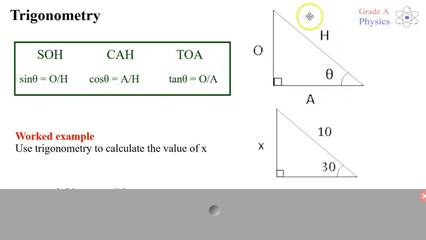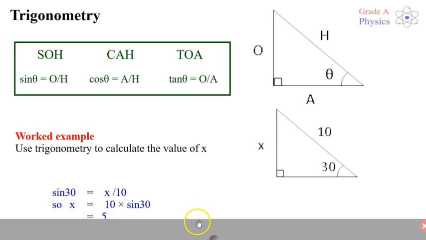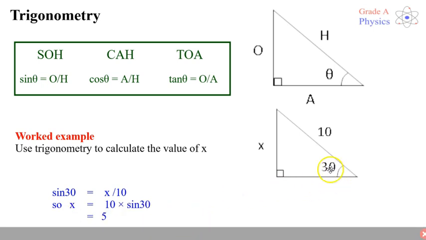We could draw this diagrammatically. The adjacent is the side next to the angle that we're talking about, in this case theta. O is the opposite side, and H is always the hypotenuse. So, worked example: use trig to calculate the value of x. The first thing we need to do is think, well, which sides have we got? We've got the opposite, which is x, opposite to the angle, and the hypotenuse. So it's going to be sine, and then we could write out sine of 30 is the opposite, which is x, divided by 10. So we end up with this expression here.